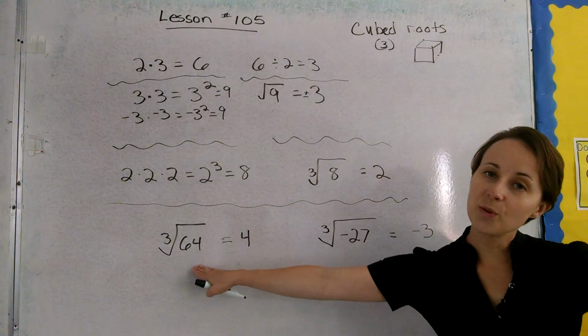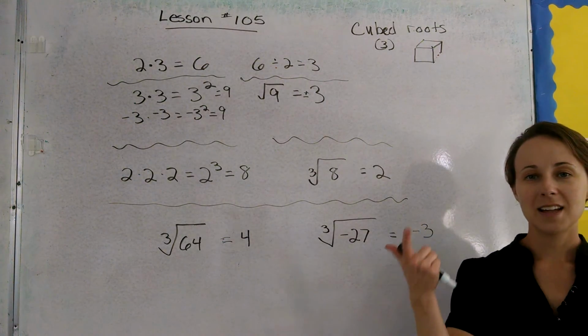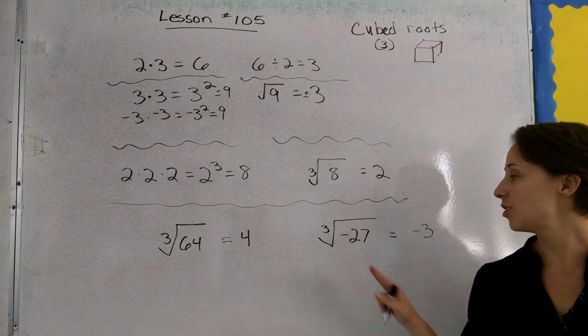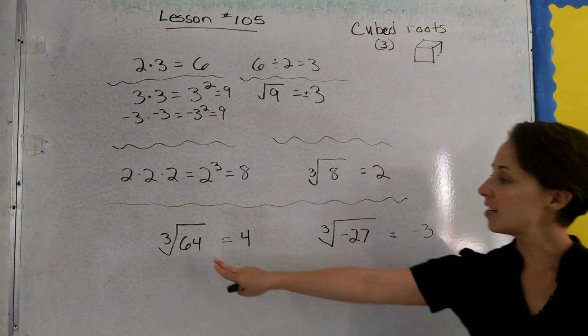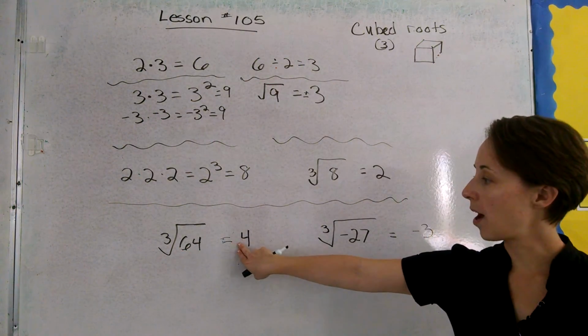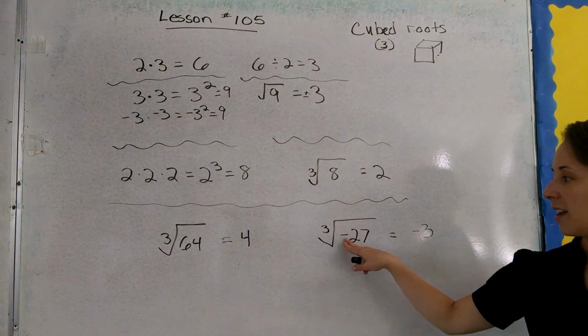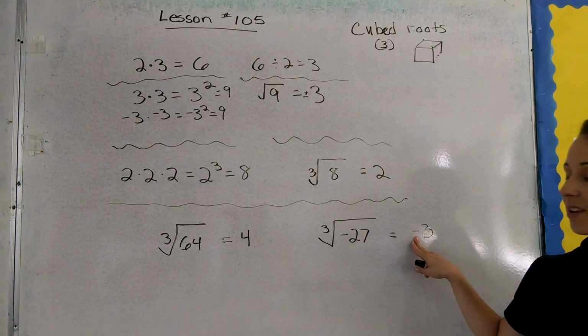As you solve your cube roots today, think of what number times itself 3 times could give you that answer. And pay attention to whether it's a positive, so it'll be a positive number, or whether you're finding a negative number, so you're going to have a negative answer.